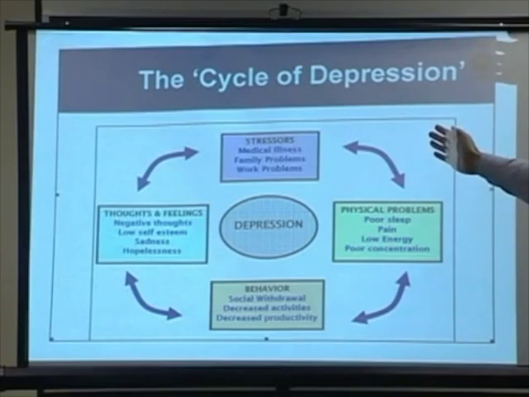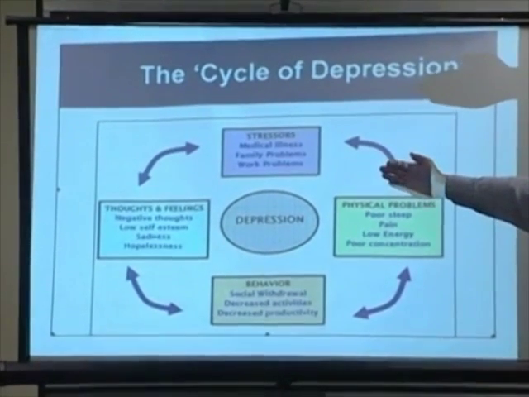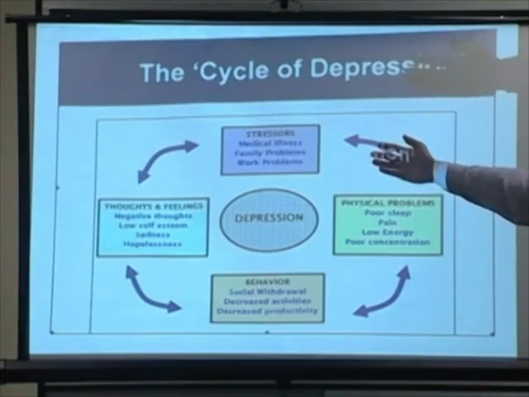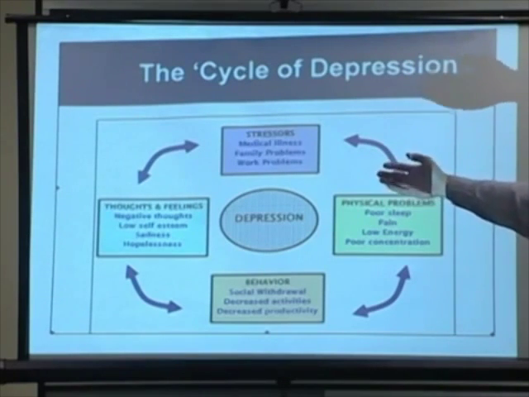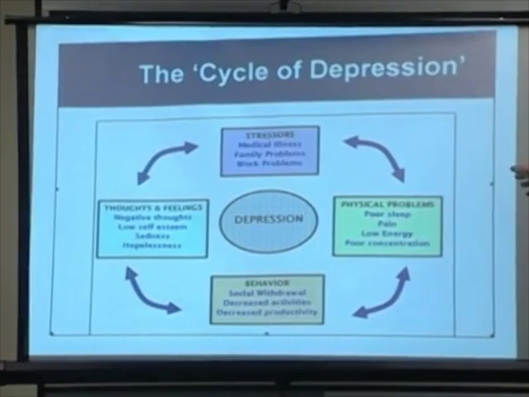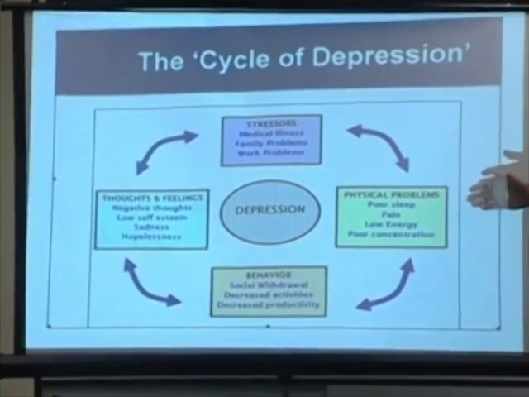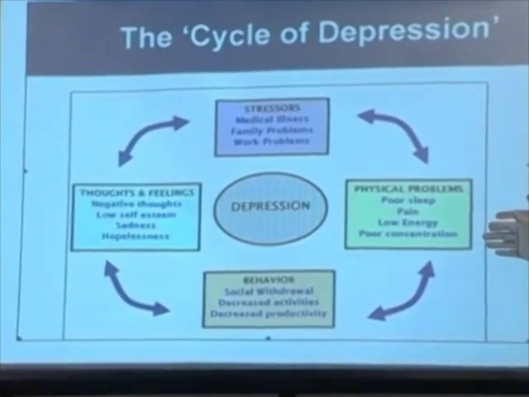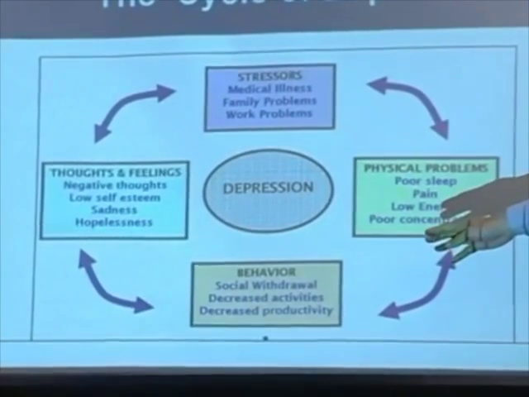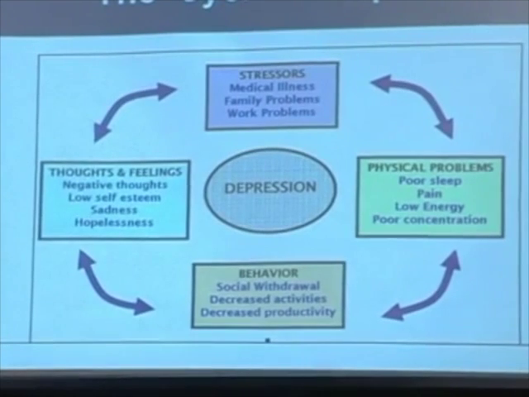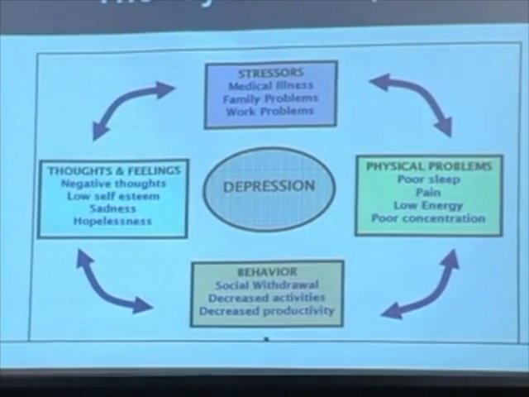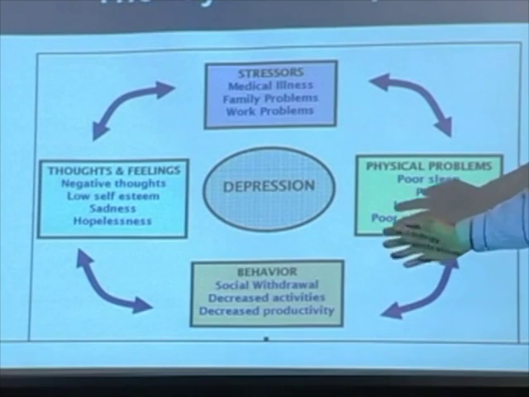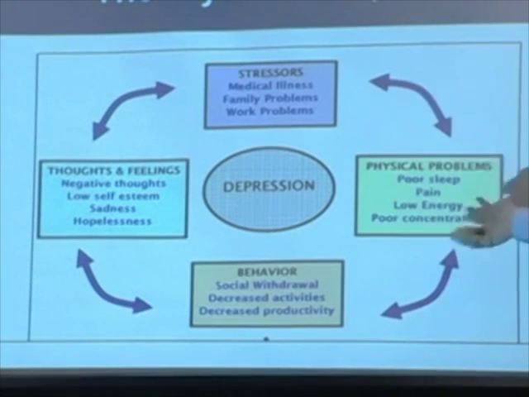When they have these stressors, these can lead to negative thoughts and feelings, low self-esteem, sadness, hopelessness. It can also lead to physical problems such as poor sleep or pain, low energy, or poor concentration. And then these lead to other types of behaviors that we start noticing among our patients or clients, such as social withdrawal, decreased activity, and decreased productivity. At some point, these all cycle back through again, so you can see that these are bi-directional arrows. When people are experiencing these same behaviors, this feeds back upon itself and becomes a negative feedback cycle, and it just gets worse and worse.